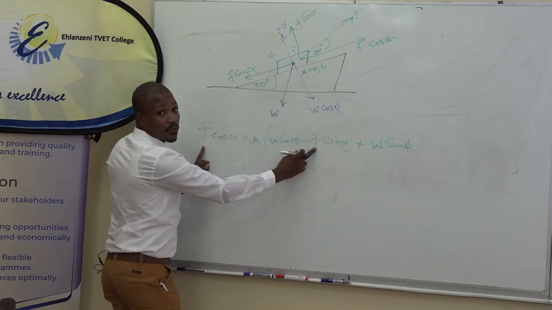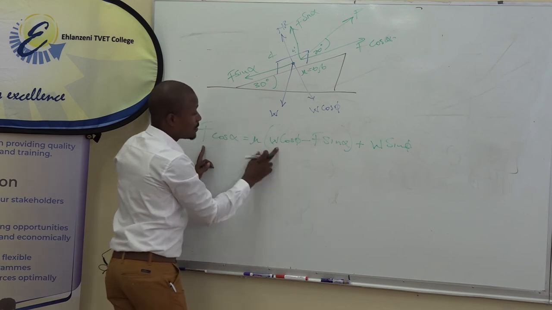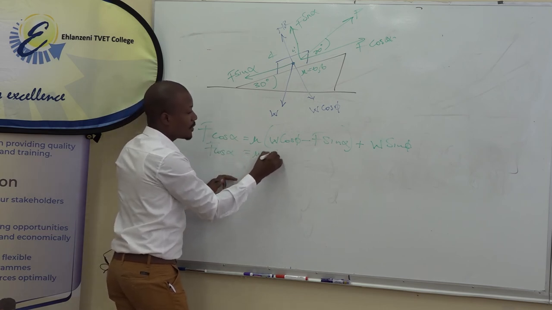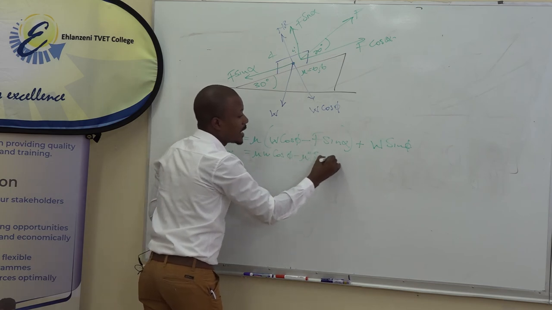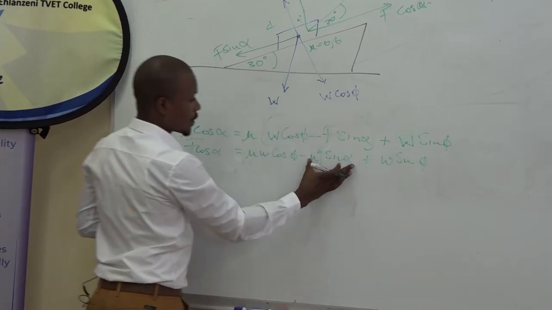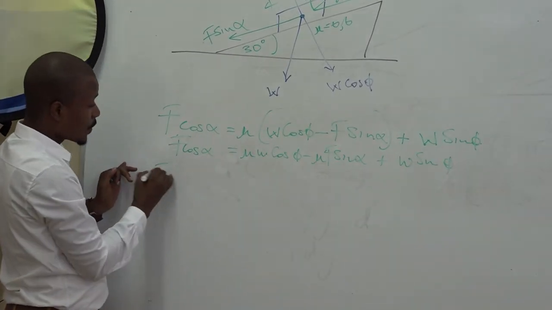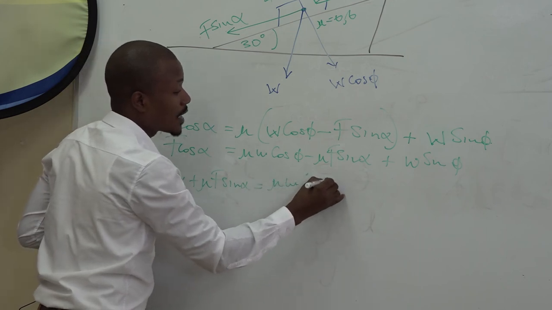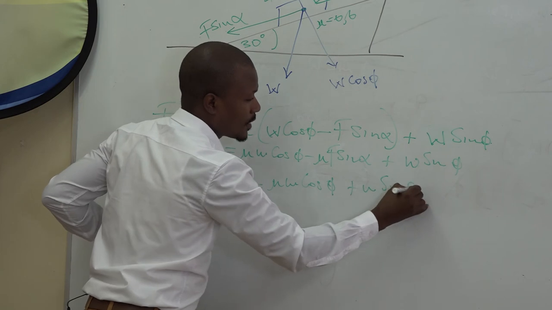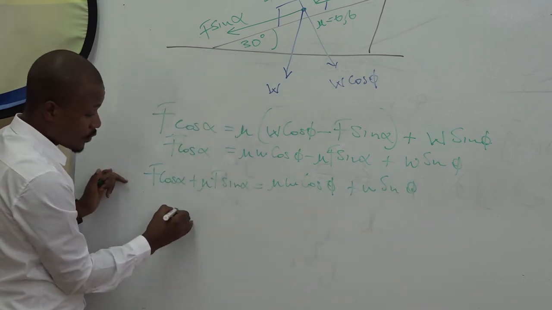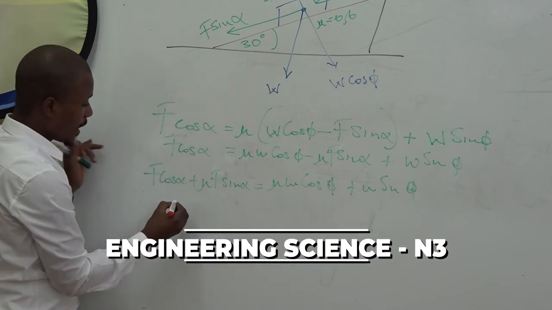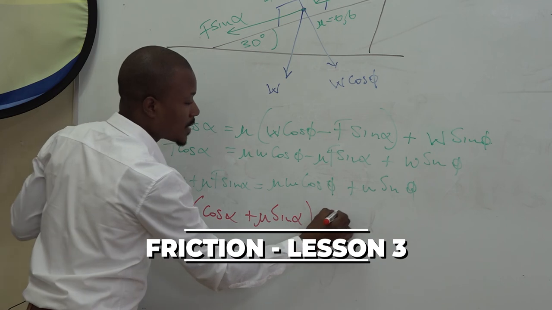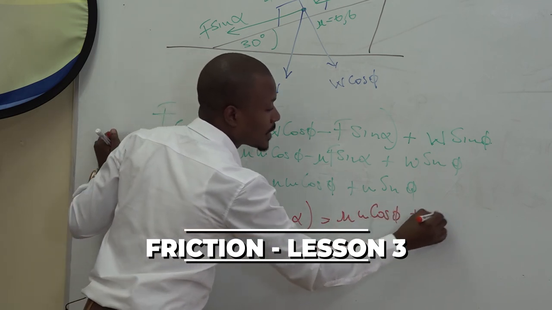I want to make F the subject of the formula. How do I do that? I multiply in by the coefficient here. It will be coefficient W cos theta minus coefficient F sine alpha plus W sine theta. So this F, I can simply transpose to the other side. It's going to be F cos alpha plus coefficient F sine alpha is equal to coefficient W cos theta plus W sine theta. Taking out F as my common factor here, it will be F into cos alpha plus coefficient sine alpha is equal to coefficient W cos theta plus W sine theta.